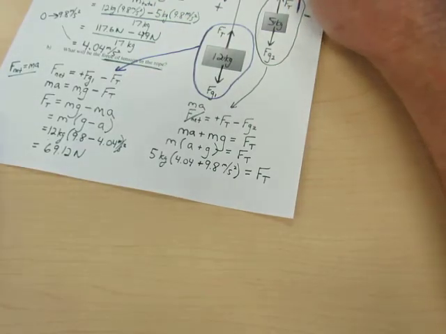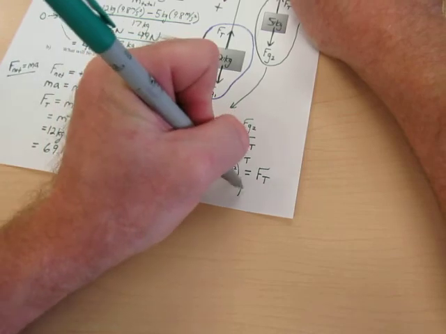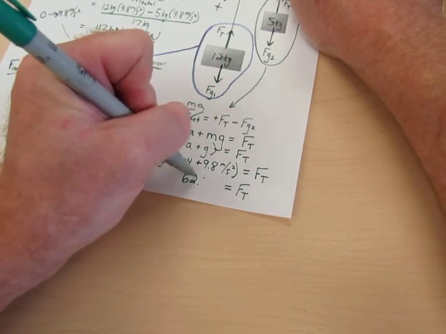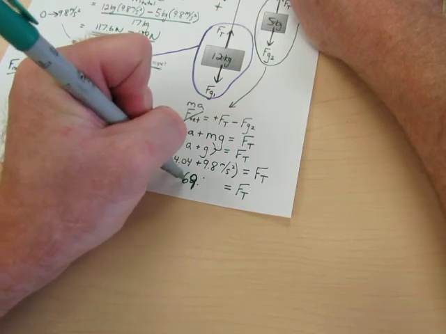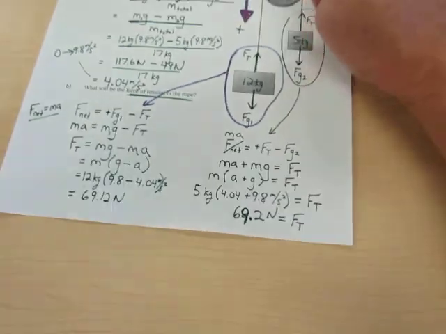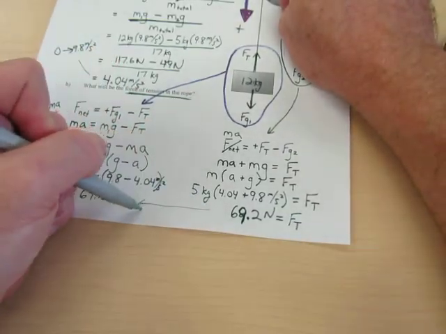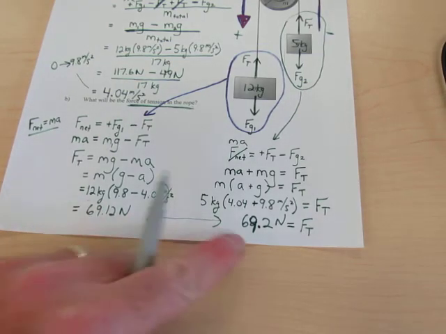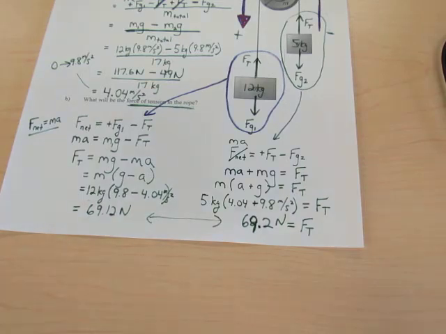So on a calculator, and this is going to be very important, 4.04 plus 9.8 multiplied by 5 is a force of tension of 69.2 newtons. Now, these two answers should be the same. And you can see they're not. I mean, within reason they're the same. 69.12 or 69.2. Yes.